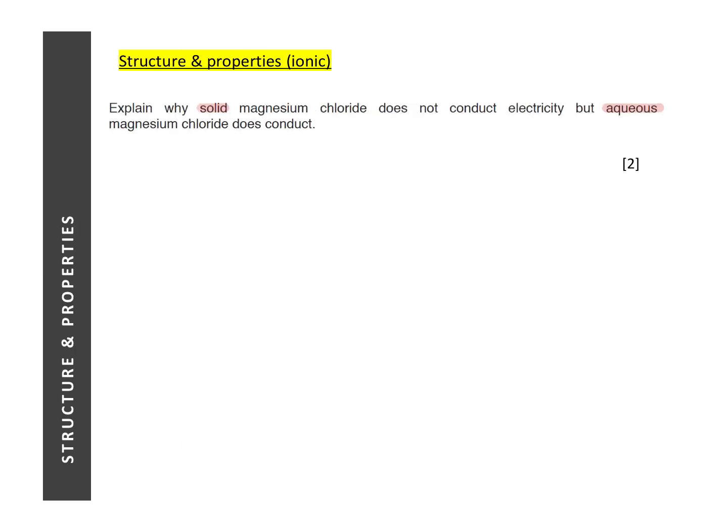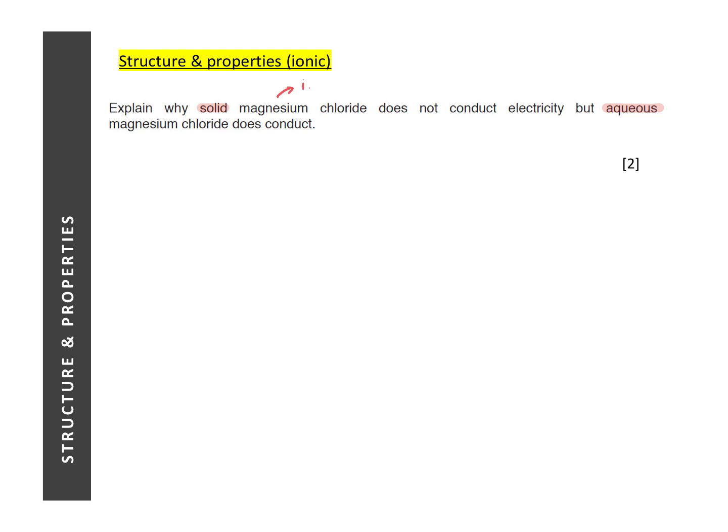Other than drawing dot and cross diagrams, a type of question that will come out in any exam would be to explain properties using the structure and bonding of the substance. So over here we are looking at magnesium chloride. Magnesium chloride is an ionic compound.